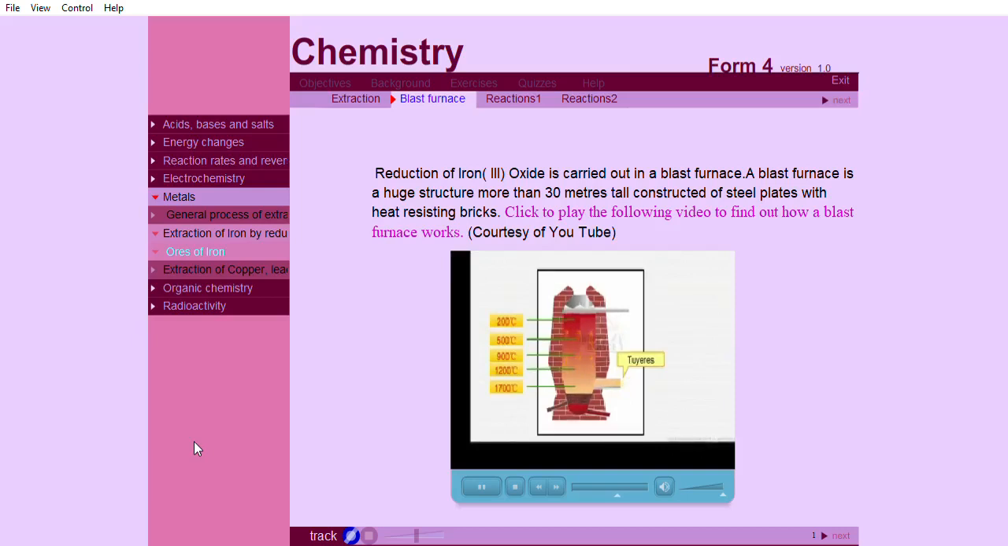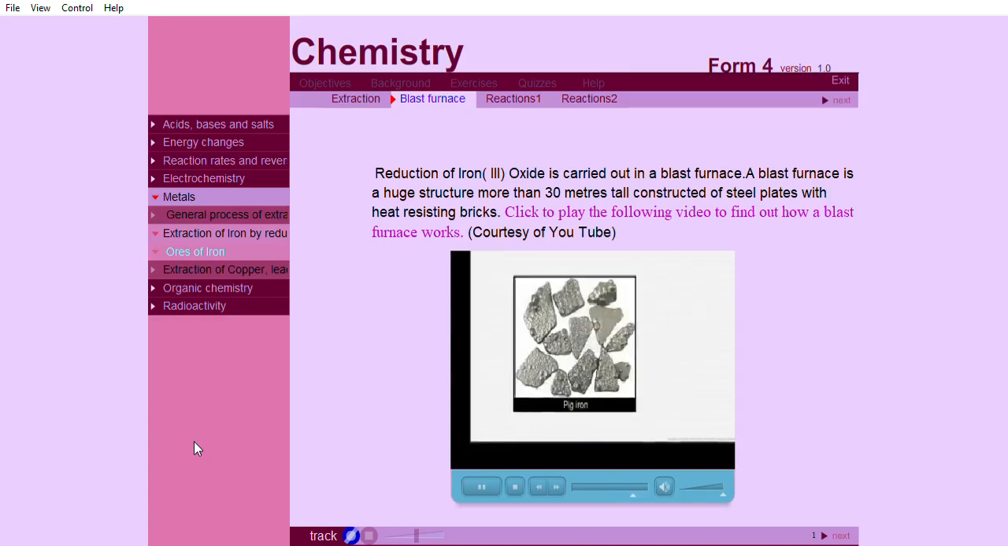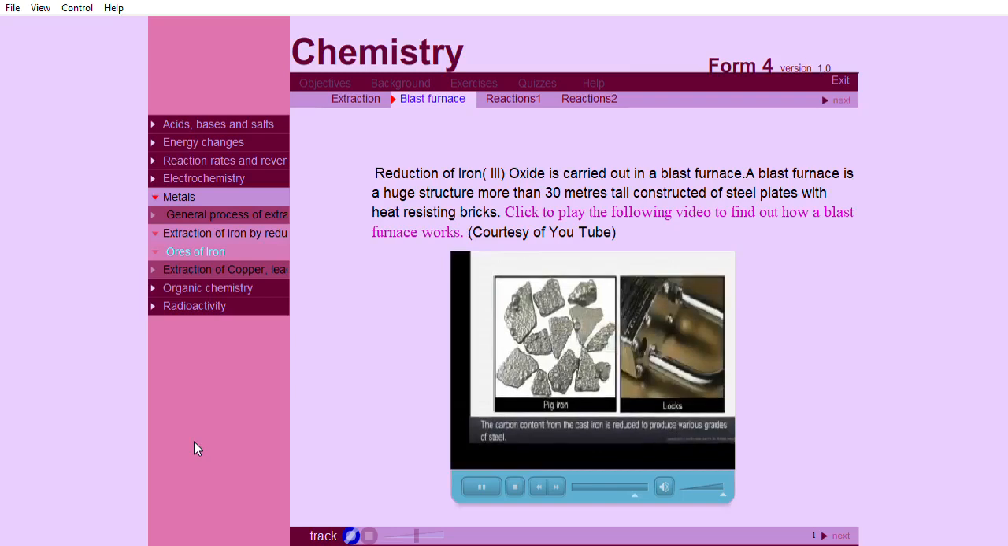On the other hand, impurities called slag float on the top as they are lighter than iron. Slag is drained through a pipe placed at the lower part of the blast furnace, whereas iron is drained into sand molds to harden. This form of iron is known as pig iron or cast iron, which is processed further. The carbon content from the cast iron is reduced to produce various grades of steel.